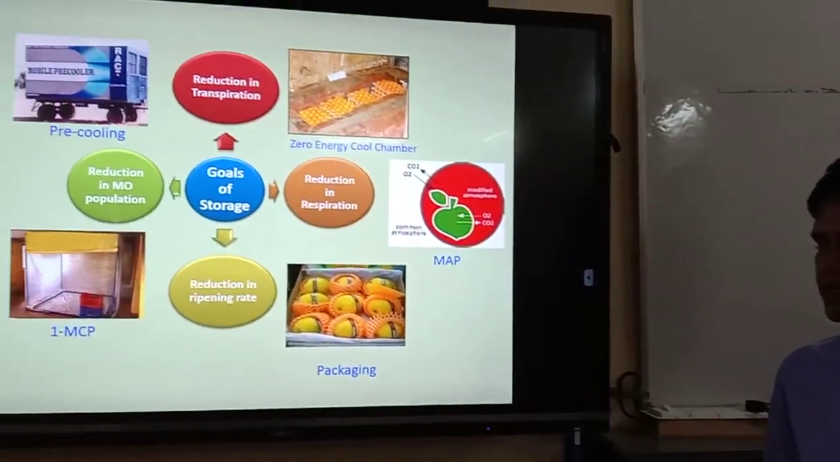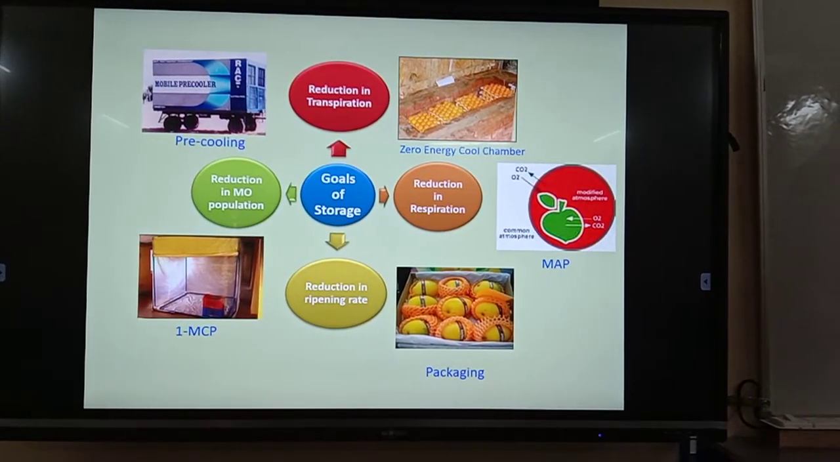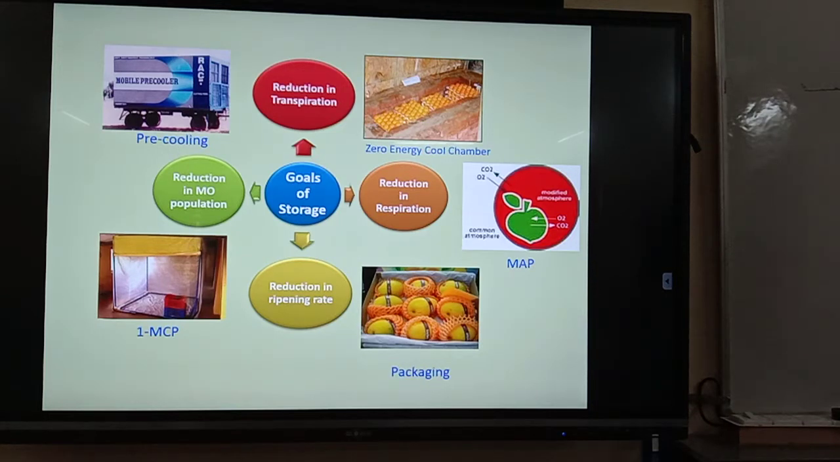Here, when we are talking about storage systems, we should also know the important goals of storage. The first is the reduction in transpiration, because most of the losses occur through it. When we talk about proper post-harvest management, I told you that in any technique we apply or use, we have to reduce the PLW losses. And if we are able to reduce the PLW losses, then we can keep our produce for a longer duration.